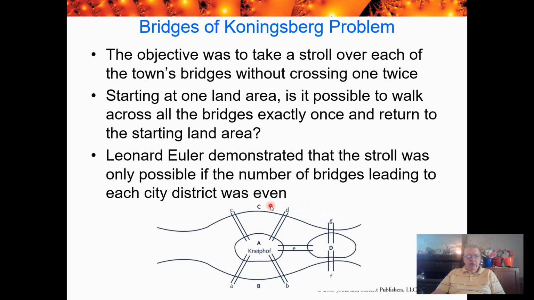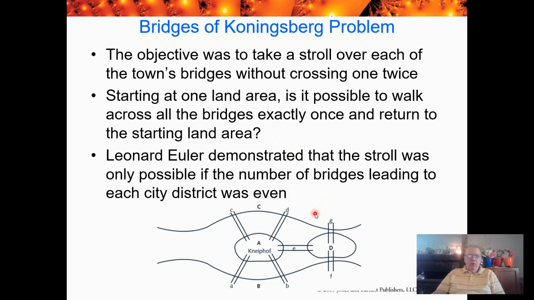You could get to, if you started at C, you could get back to C if you crossed a bridge several times, or if you didn't cross any certain bridge. But it wasn't possible to cross exactly once across each bridge and return to the starting land area.